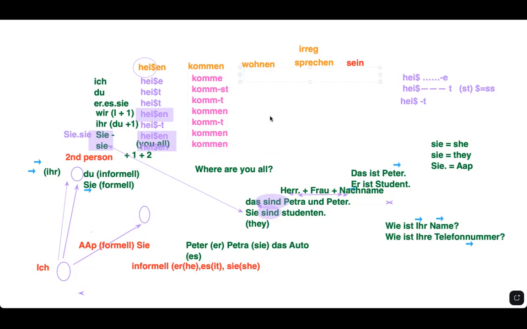Ich komme, du kommst. Then ich wohne, du wohnst, er wohnt. Wir wohnen. Ihr wohnt. Sie wohnen. Right? Sie wohnen, sie wohnen. You can say it like this.